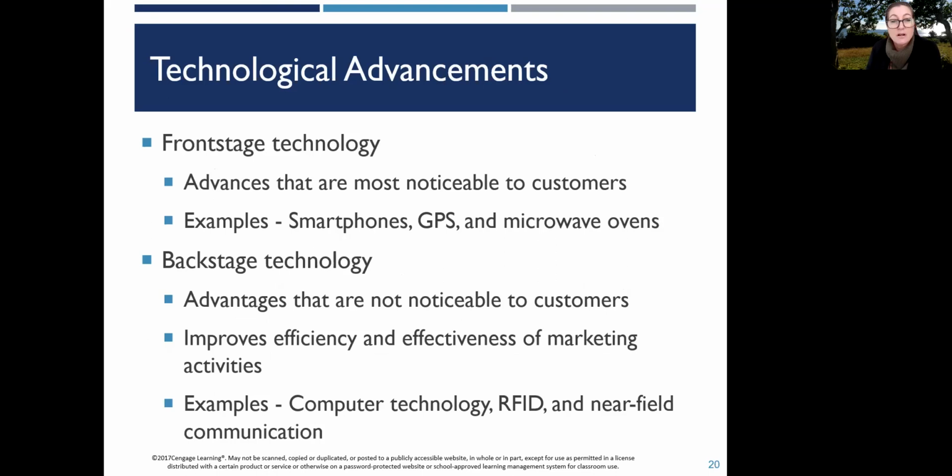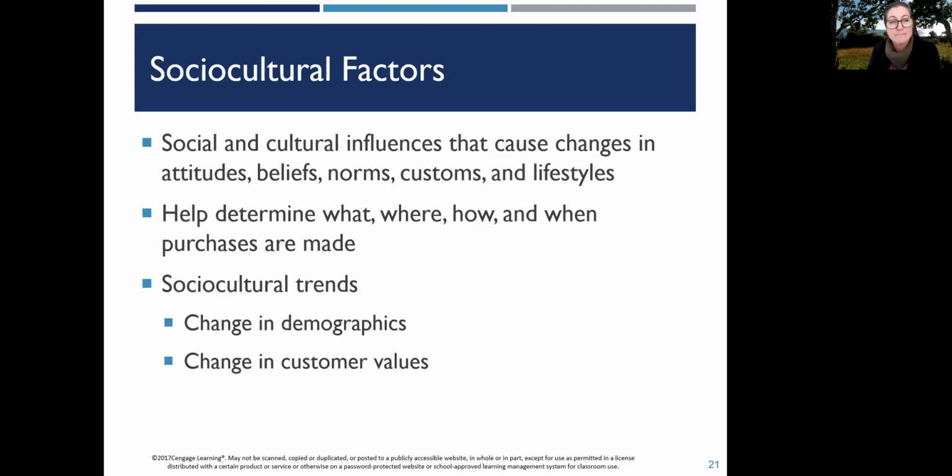In terms of technology, let's consider front stage technology, such as smartphones and GPS technology, and then backstage technology that's not necessarily noticeable to customers. And here we're talking about, for example, RFID technology.